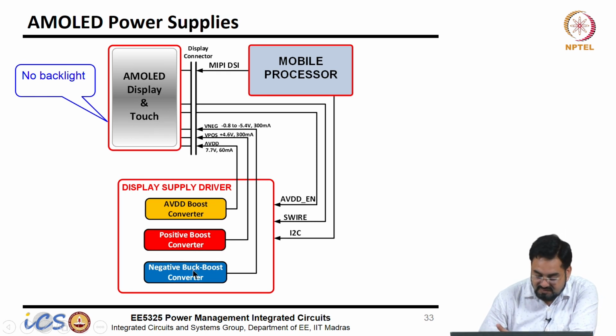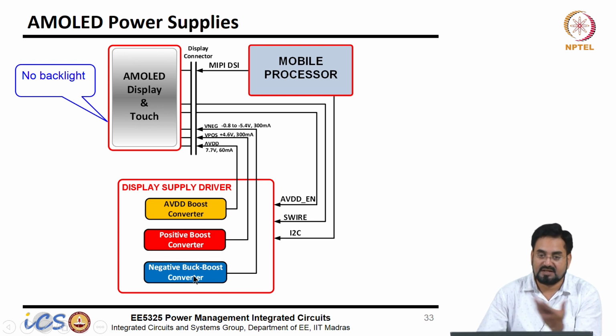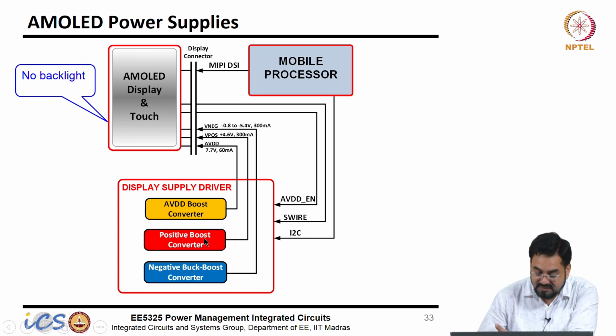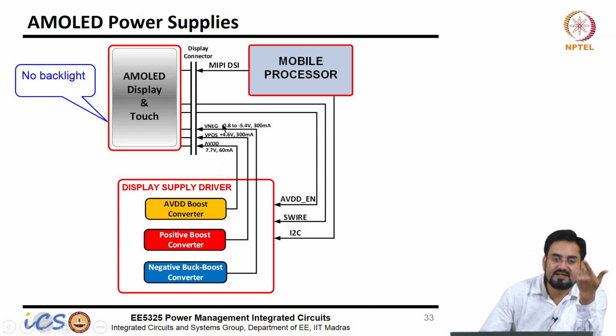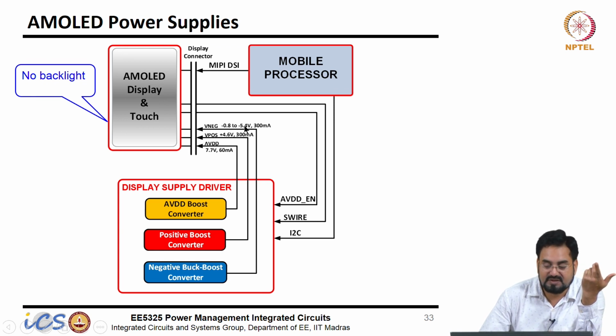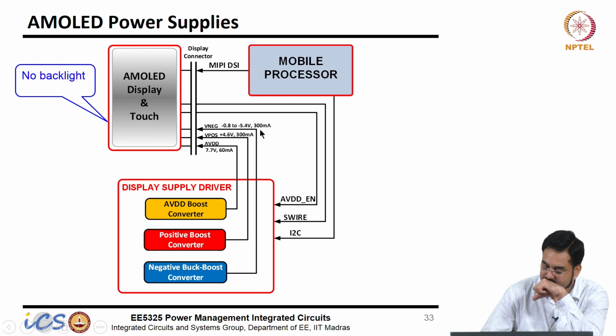So, we require a negative buck boost or negative supply, just like we need in LCD. We require a positive boost also, and ABDD is different. Now, the negative voltage required in LCD was fixed at minus 5.5 volt, and positive was fixed at 5.5 volt. Here the negative voltage is varying, it may be from minus 0.8 to minus 5.4 volt, and the current requirement is much higher, 300 milliamp. There we required maximum 50 milliamp or so. So, that is the main difference.